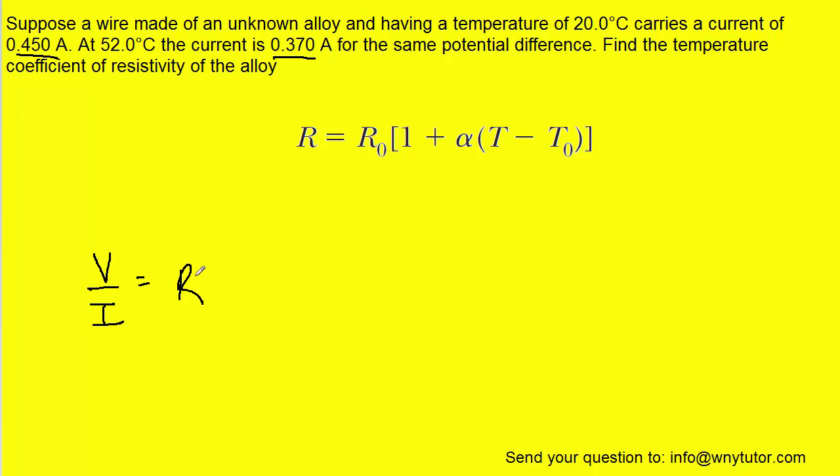Now, this would be true for the resistance R. It would also be true for the resistance R naught, as long as we put a little naught symbol next to the current. So what we're going to do is replace R in the above equation with V over I, and replace R naught with V over I naught. Now, we will next notice that the question says that the potential difference was the same.